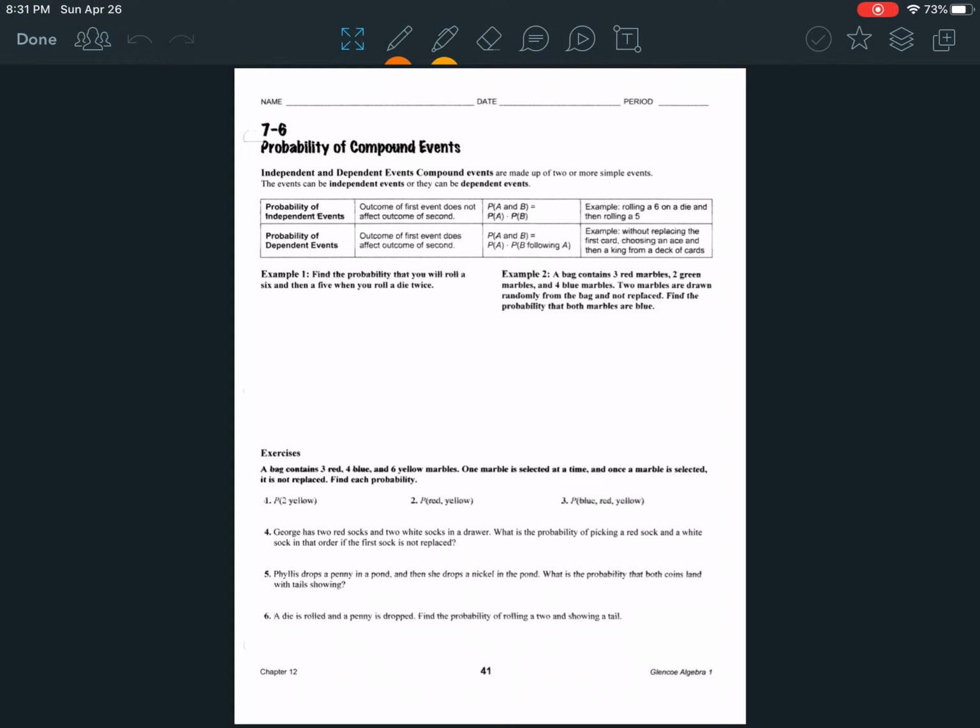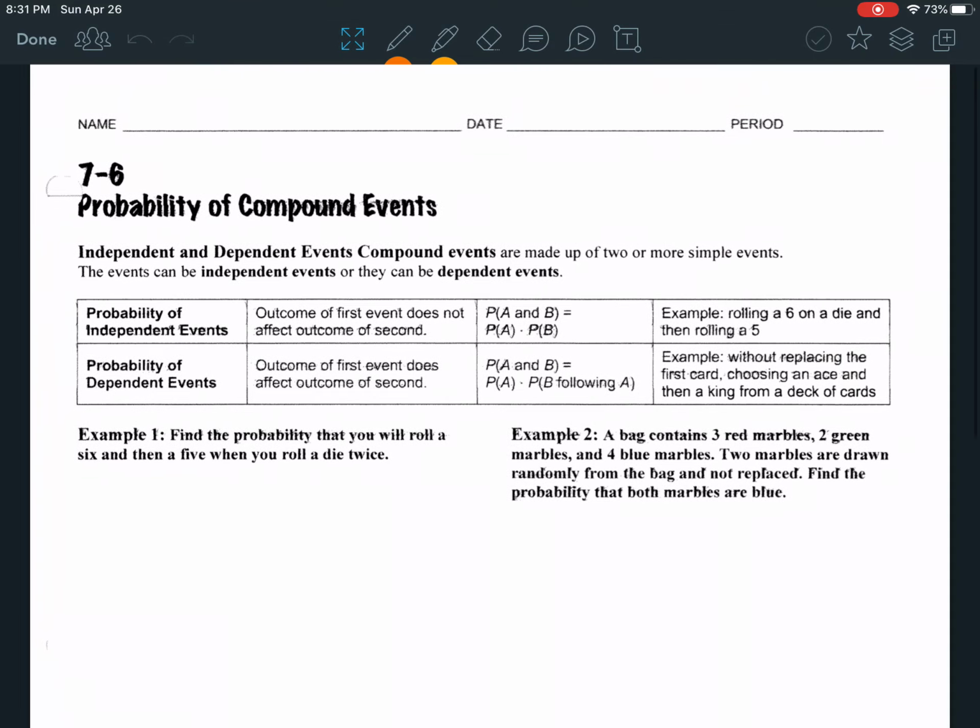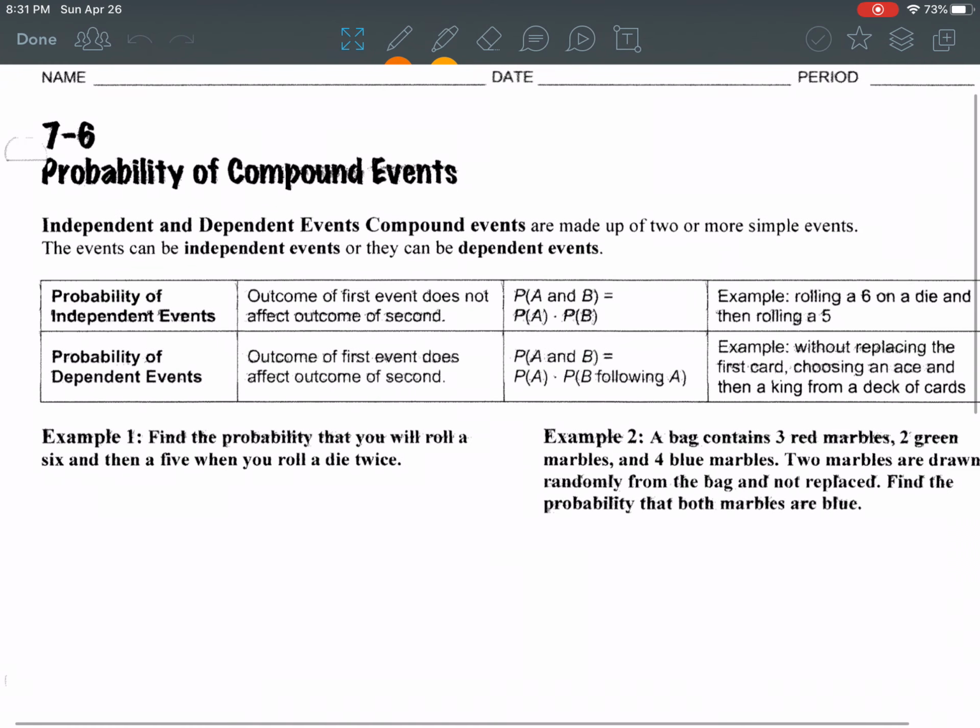This week we're getting into probability of compound events, but we are finding it a different way than we found it last week. Last week we actually listed out every single possible outcome, and then we were able to see how many favorable outcomes there were and how many total possible outcomes there were. Now we're not going to do that. Sometimes there's too many possible outcomes to list out every single one. So instead, we're going to do it another way.